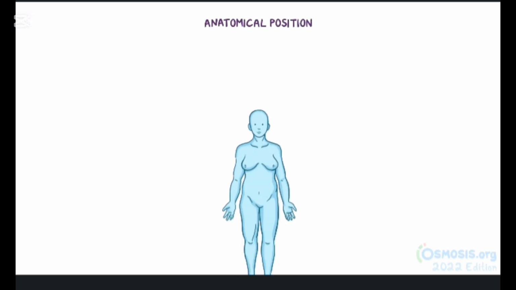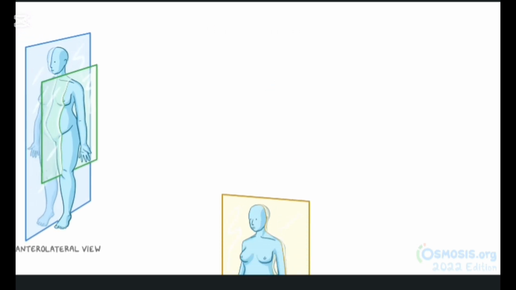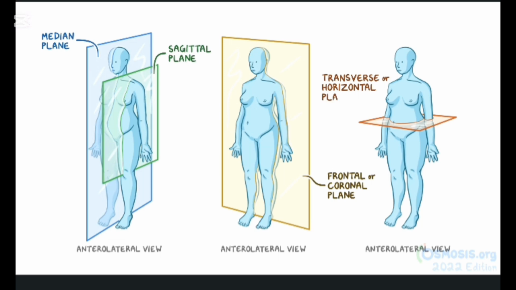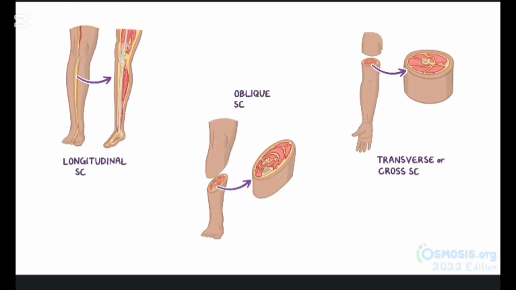Alright, as a quick recap, the anatomical position is the body position that serves as a universal reference posture for the body's planes, sections, and terms of relationship. There are four main anatomical planes. The medial plane, sagittal plane, and frontal or coronal planes are vertical, while the transverse or horizontal plane is horizontal. Sections are cuts made according to a certain plane, consisting of longitudinal, oblique, and transverse or cross sections.